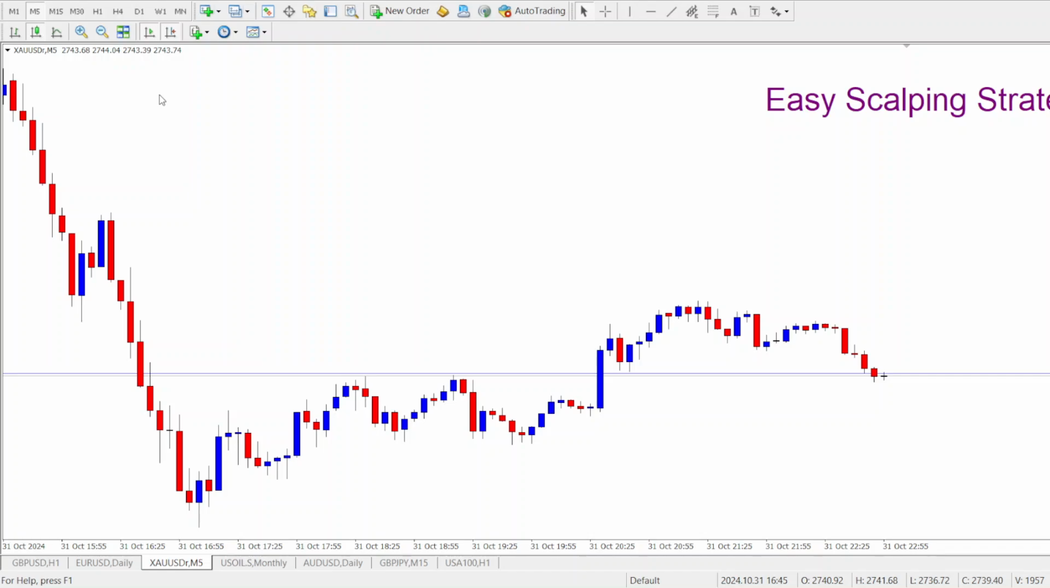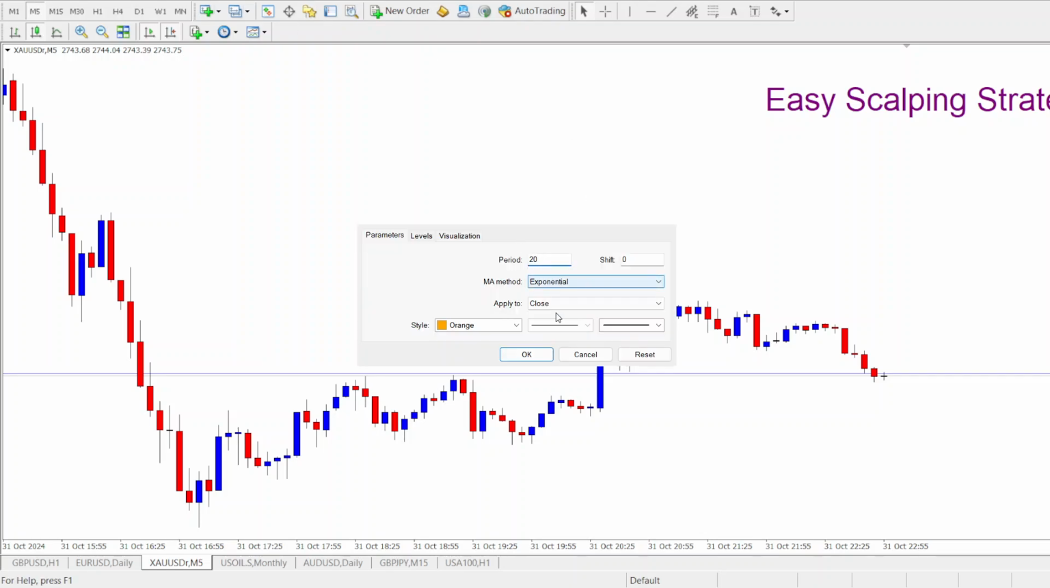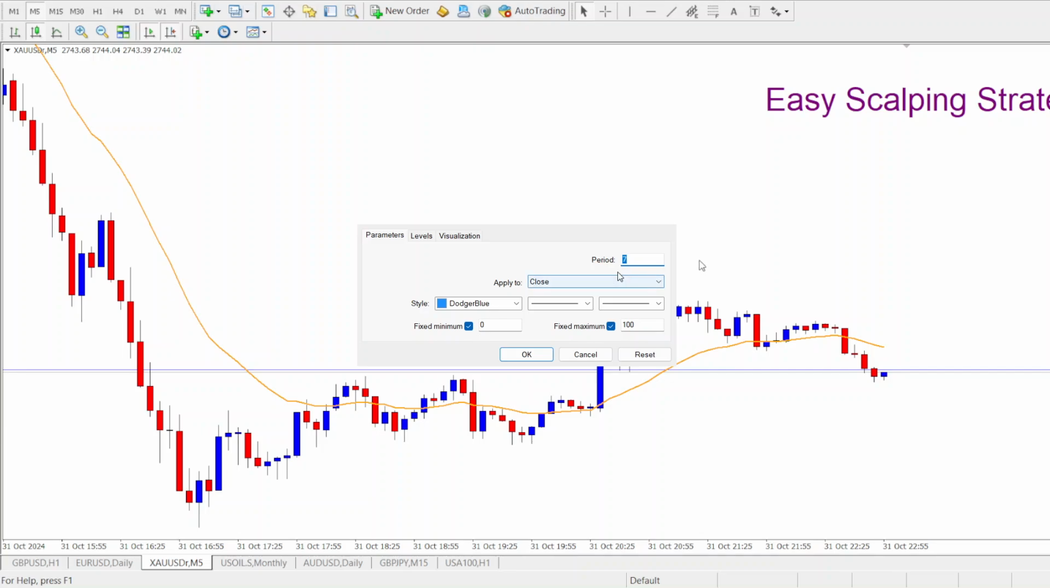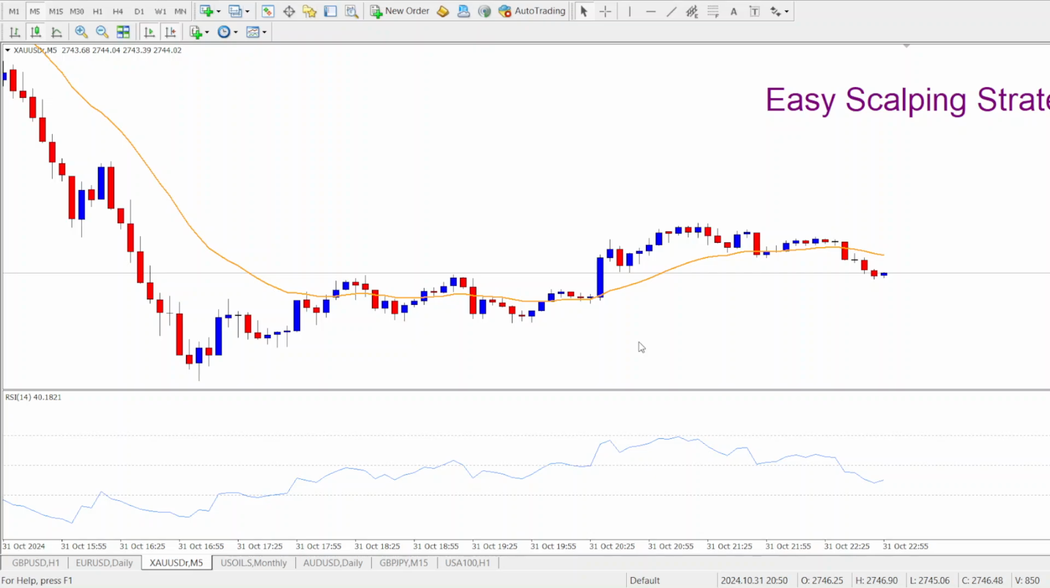Now for indicators, we are going to be adding a 20 period EMA for this strategy. And then we're also going to be adding the relative strength index with a 14 period, the RSI period 14. Now, the 20 MA helps us identify short-term trends. When the price is above the moving average, we are generally looking for buying opportunities.